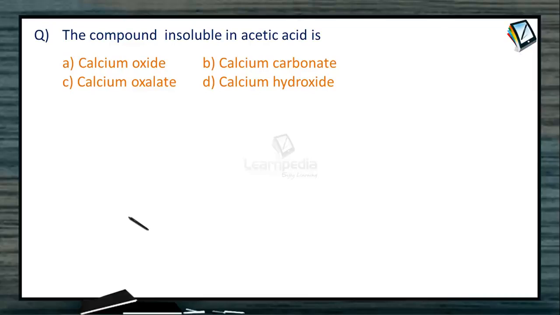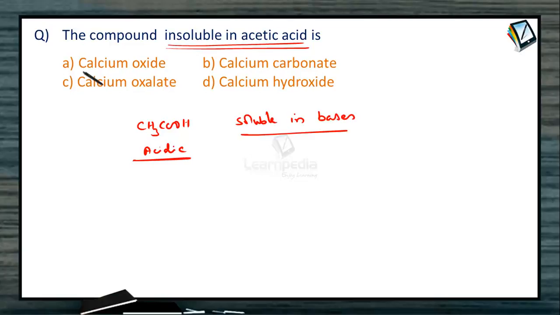The next question: the compound insoluble in acetic acid. Acetic acid, CH3COOH, is an acidic substance. So it is insoluble... in fact, it is soluble in bases then. So when we start with calcium oxide, it is a base. Therefore, acetic acid is soluble in calcium oxide, a metallic oxide, basic in nature.